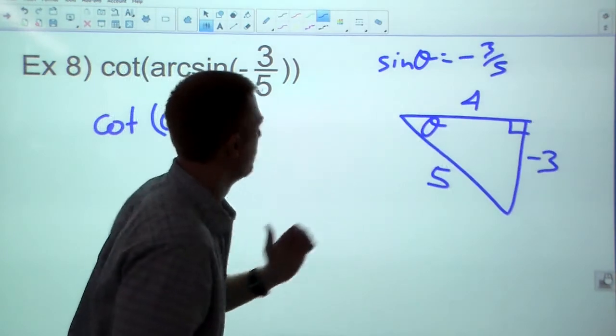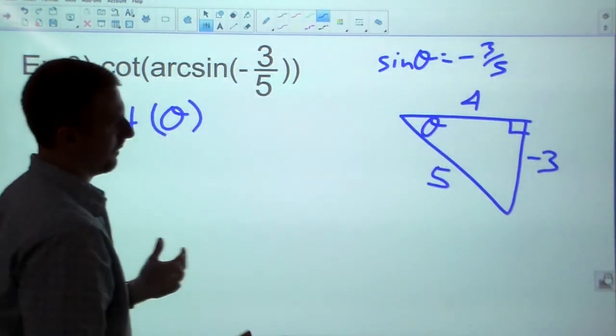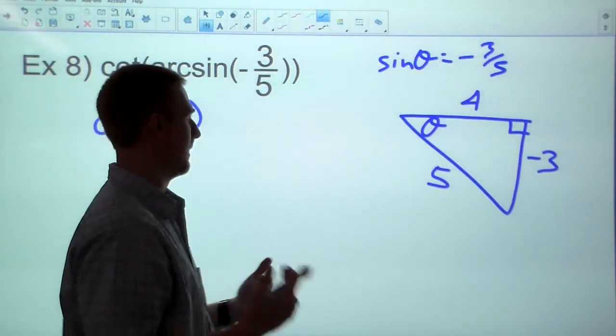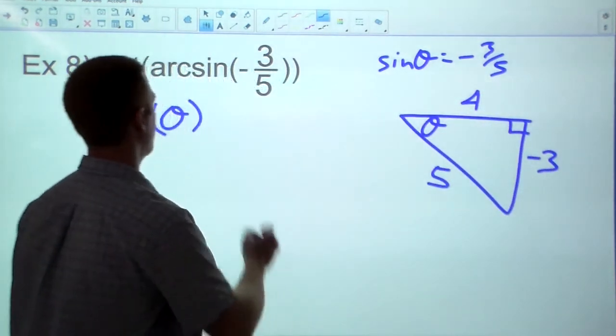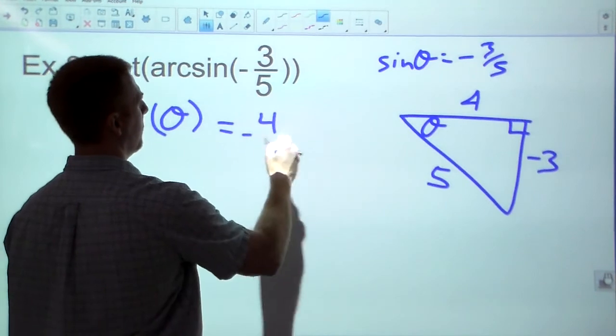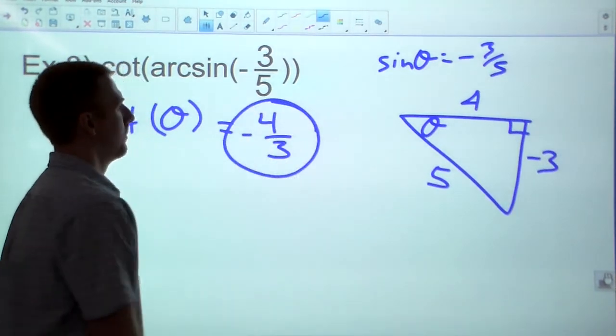I'm just looking at the angle. Well, again, if you can think of cotangent, that's fine. I like to think in tangent. Tangent's opposite over adjacent, so adjacent over opposite will be my answer. So negative 4 thirds, we'll answer that one.